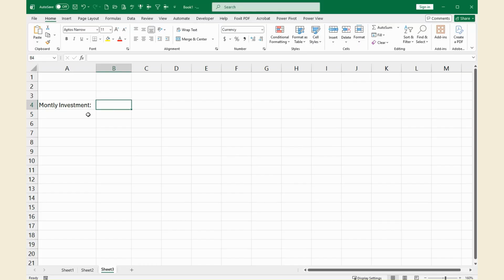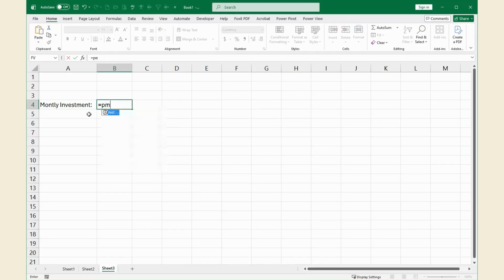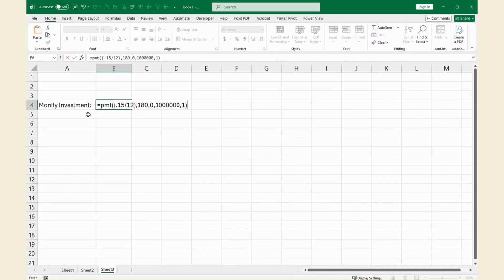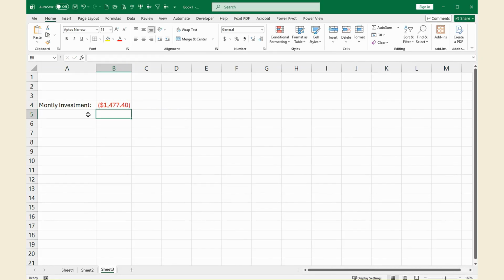Calculate the monthly investment payment needed to reach your investment goal. Variables: rate, 0.15/12, 15% annual rate adjusted to monthly interest rate. NPER, or number of periods, is 180 months. PV equals 0. You are starting, so you have 0 present value. FV equals your target future value, $1 million. Type equals 1, investment payment is made at the beginning of the period. Your monthly investment is $1,477.40.